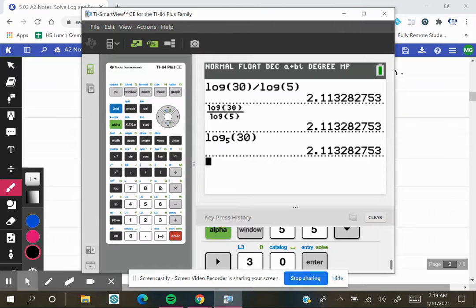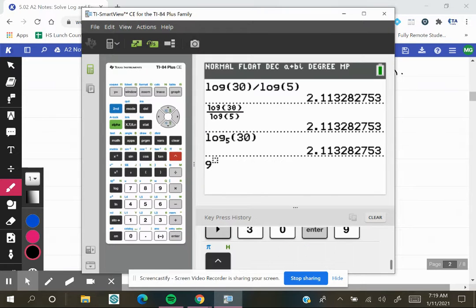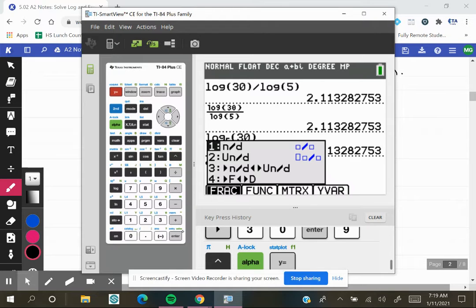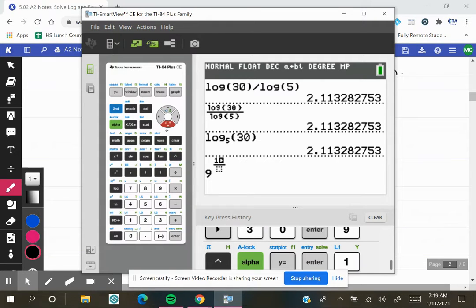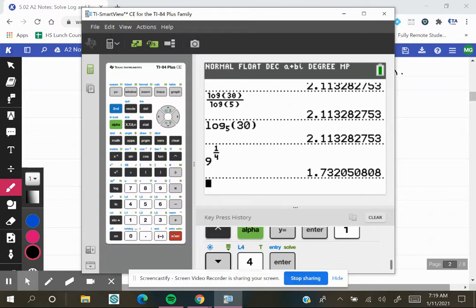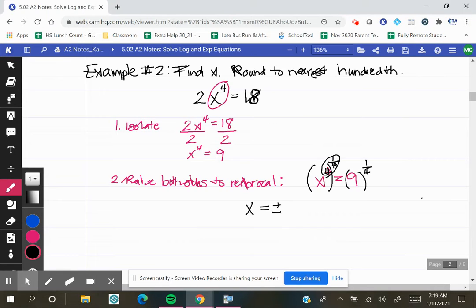And you're going to put that into your calculator. So to do that, if you're unsure, you would do 9 raised to the, and you can use your alpha y equals button again, and do your 1/4 power. Write out your entire decimal. 1.732050808, and then round to the nearest hundredth. So plus or minus 1.73.